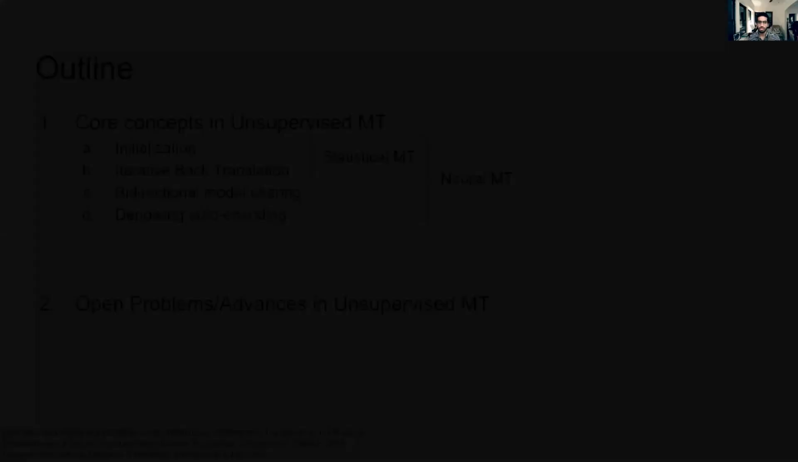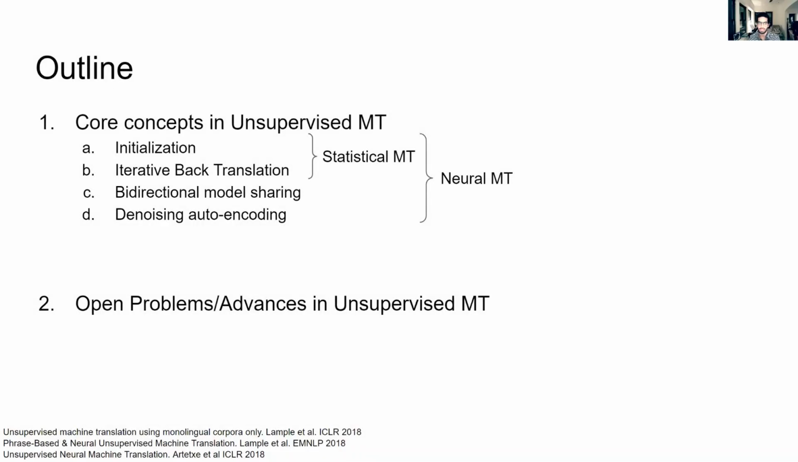So with that motivation, this is the outline of this lecture. First we'll look at some core concepts in unsupervised MT, like initializing the model, iterative back translation, bidirectional model sharing, denoising autoencoding. And then we'll look at how parts of these concepts are used to build a statistical unsupervised MT model, or how all of these can be used to build a neural MT model.